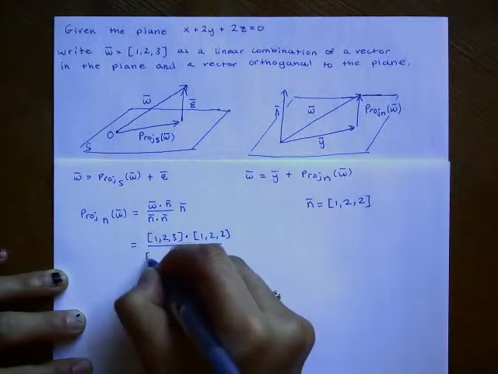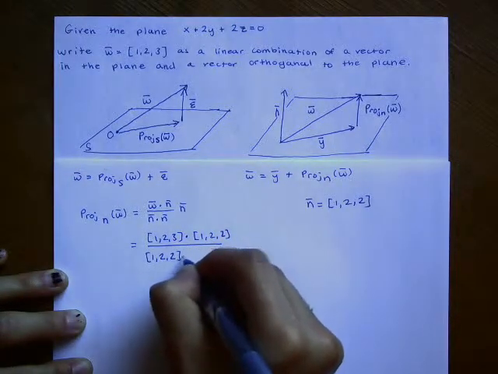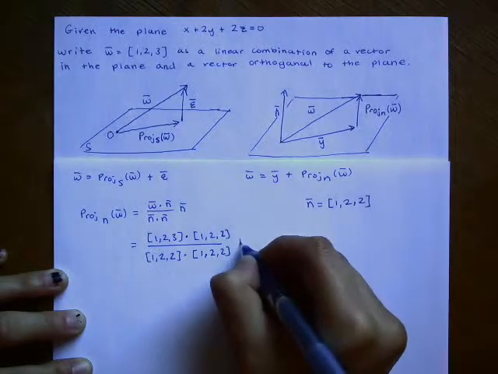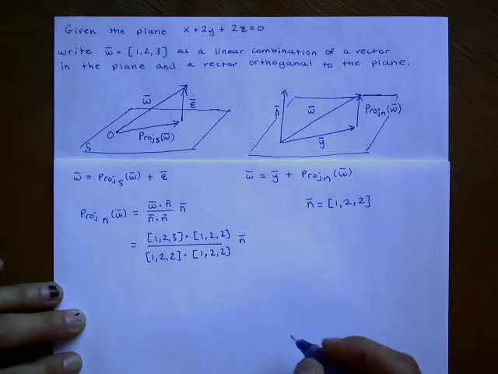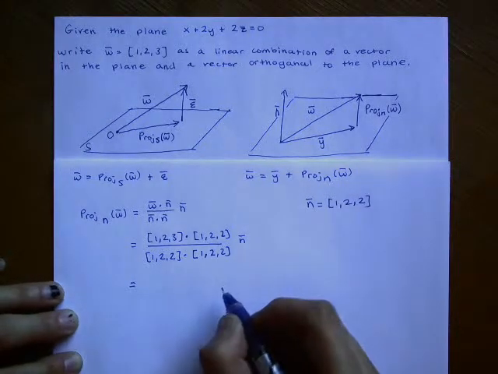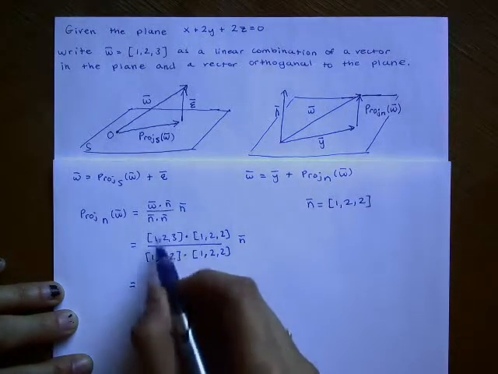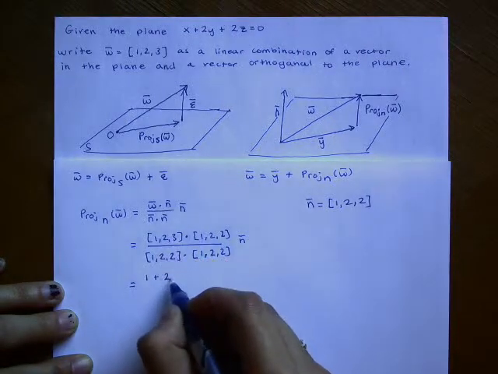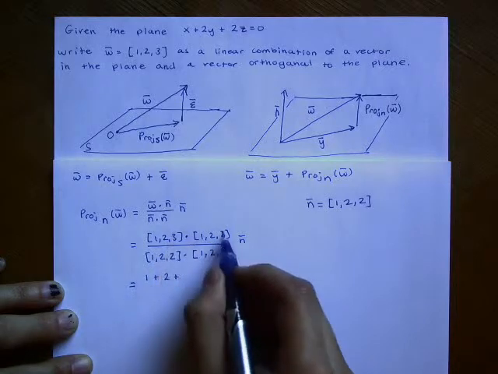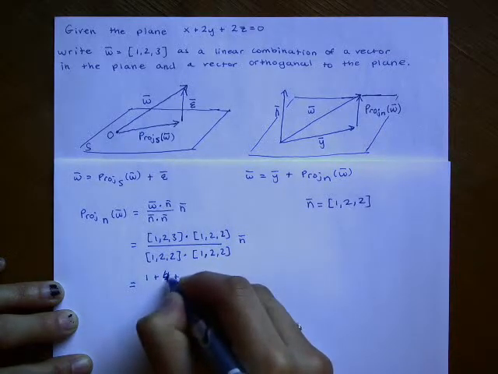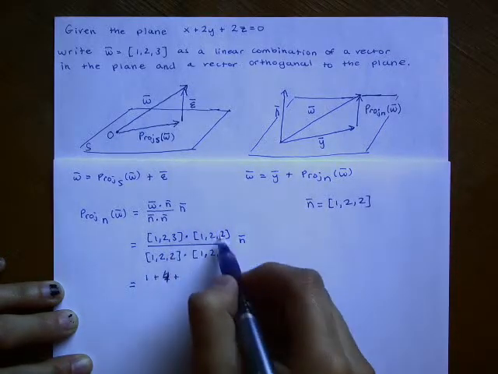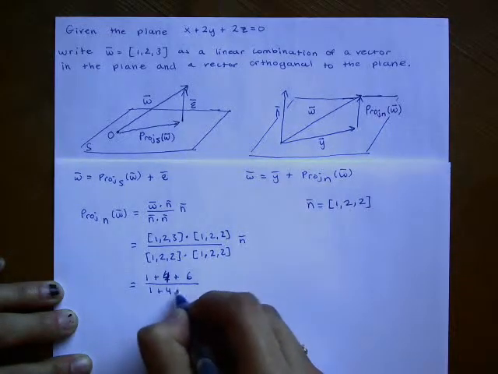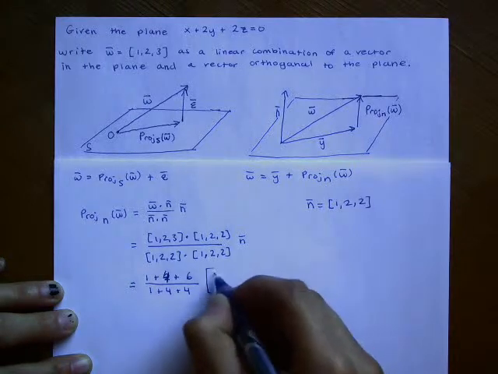And on the bottom we have n dot n. And this is all multiplied by vector n. So to calculate the dot products, you multiply the first two terms together, plus the multiplication of the next two terms together, plus the multiplication of the last two terms together. And then by our normal vector.